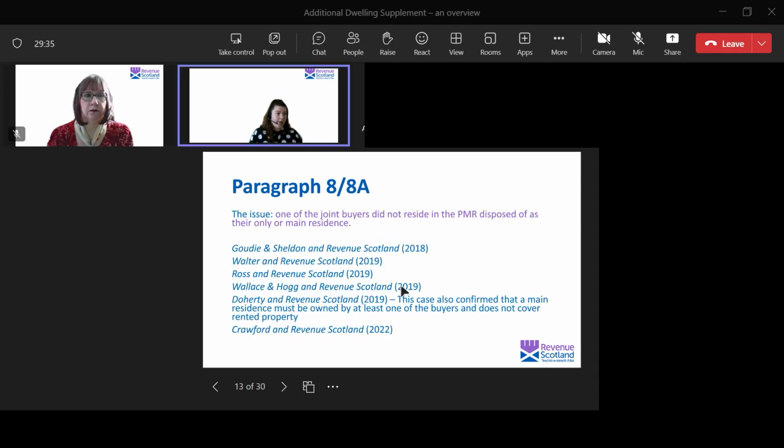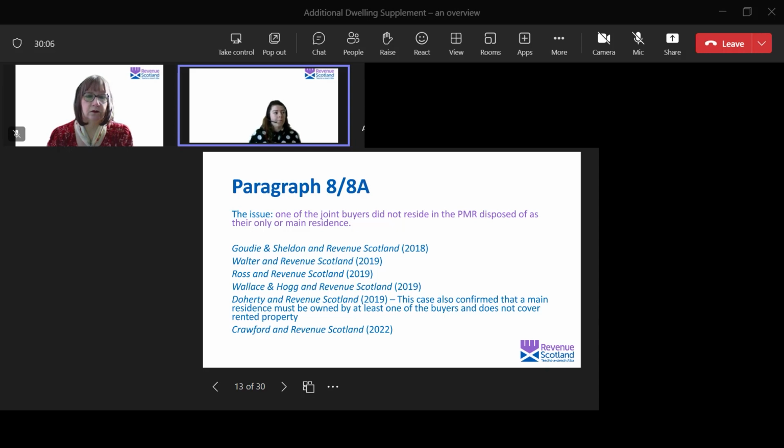So the issue here is that one of their buyers did not reside in the PMR disposed of as their only or main residence. And you can see here, these are the different tribunal cases that Revenue Scotland have seen go to the First-tier Tribunal, all of which have been decided in Revenue Scotland's favour. And it is simply because there is no evidence to support the fact that both joint buyers have resided in the PMR disposed of as their only or main residence.